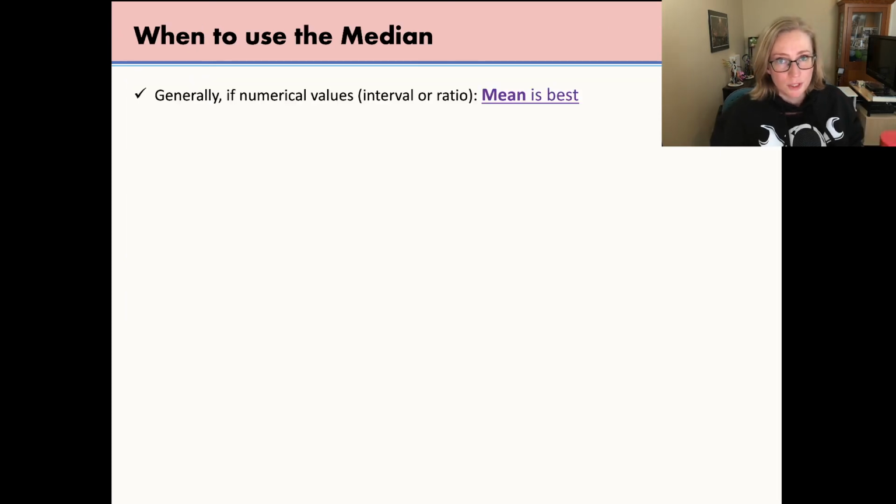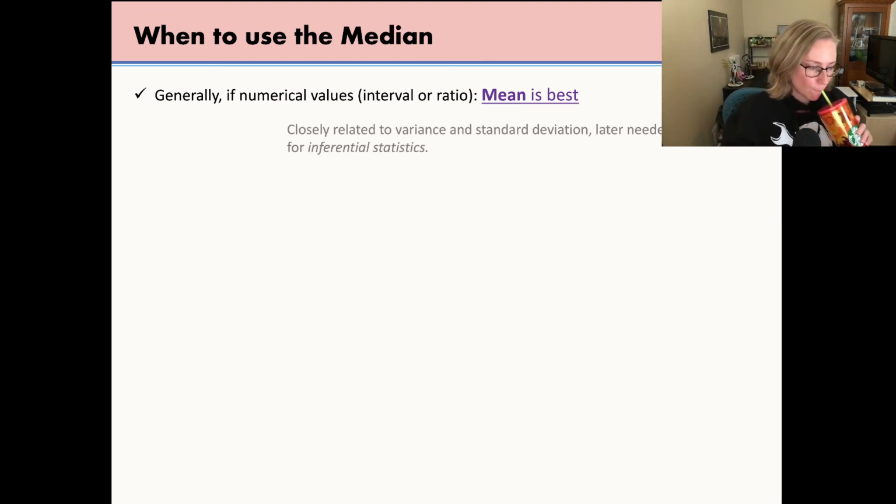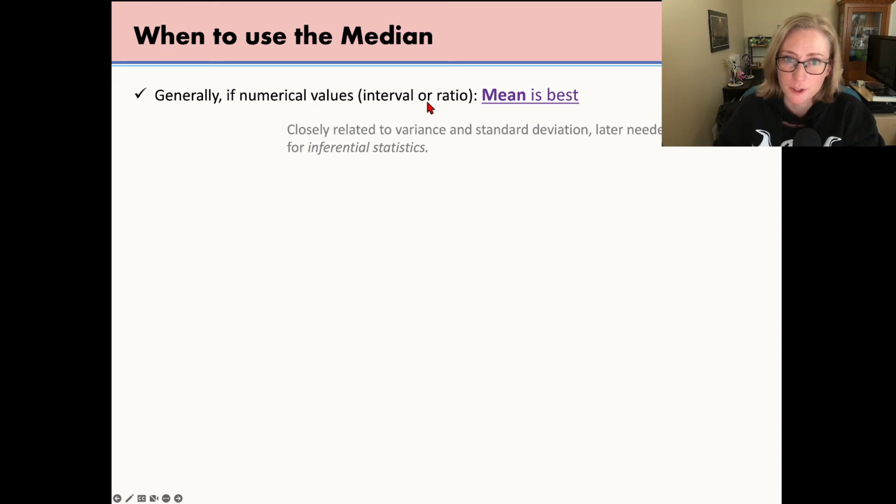Okay, now when to use each of them, right? So generally speaking, if we have numerical data, almost always, the mean is going to be the best, your main go-to gold standard. And we'll see later, it's very closely related to variance and standard deviation, things that are very important when we're doing inferential statistics. So numerical values, specifically interval ratio, right? Mean, average, that's the way to go.